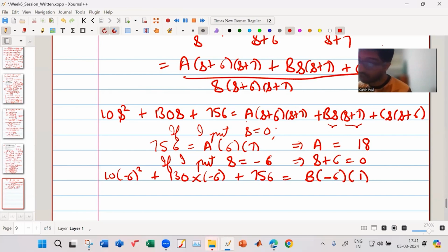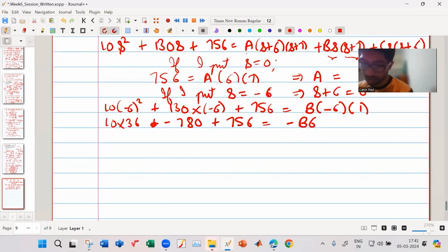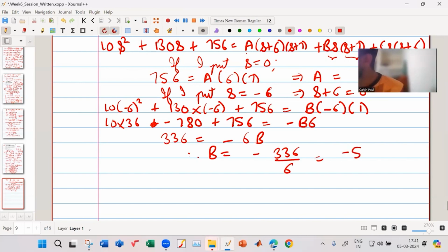So what is 130 into minus 6? This will be 10 into 36, which is 360, and 130 into minus 6 becomes minus 780. So this becomes 360 minus 780 plus 756 is equal to 6B, that becomes 336 is equal to minus 6B. Therefore, B is equal to minus 336 divided by 6. That comes out to be B is equal to minus 56.